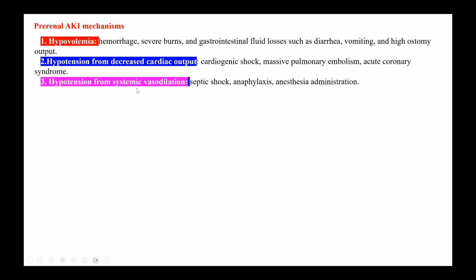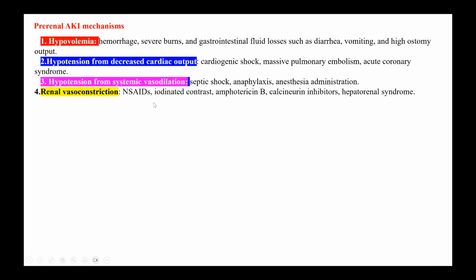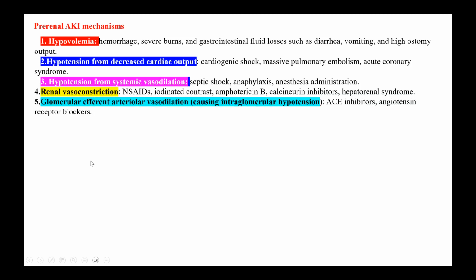And hypotension from systemic vasodilatation, like in septic shock, anaphylaxis, or anesthesia administration. And renal vasoconstriction caused by NSAIDs, contrast, which are used for treating various conditions, or amphotericin B, the antifungal, calcineurin inhibitors, or hepatorenal syndrome, as in cirrhosis of the liver. All these things can cause AKI. Then glomerular efferent arteriolar vasodilatation, which is causing decreased intraglomerular pressure during usage of ACE inhibitors, angiotensin receptor blockers, etc.